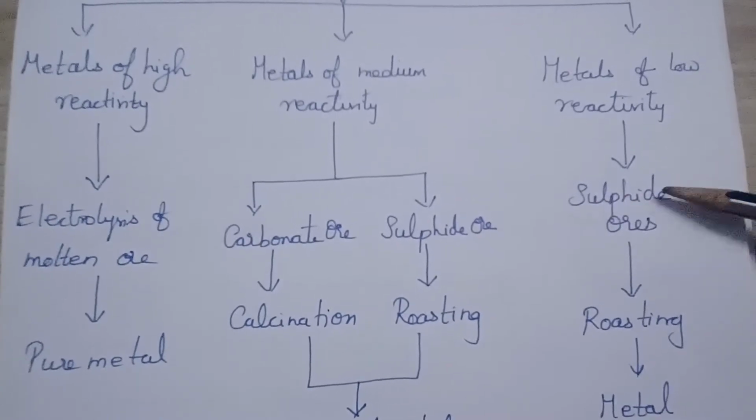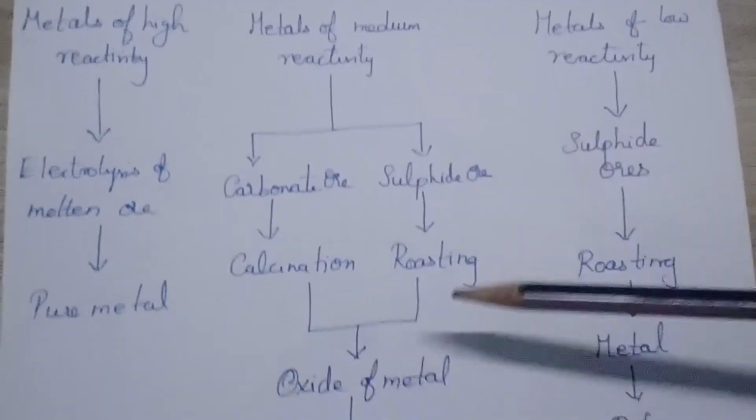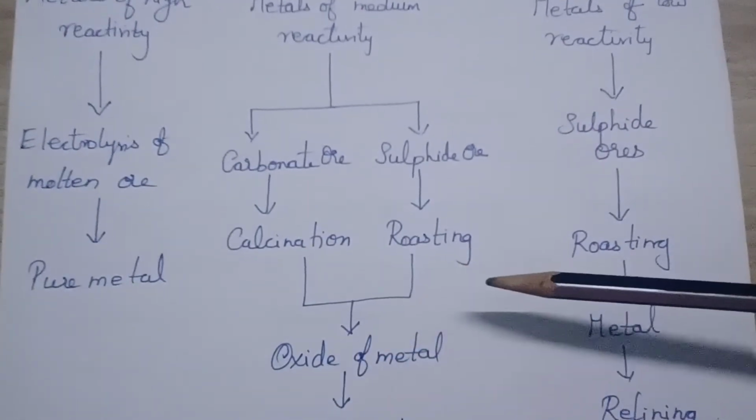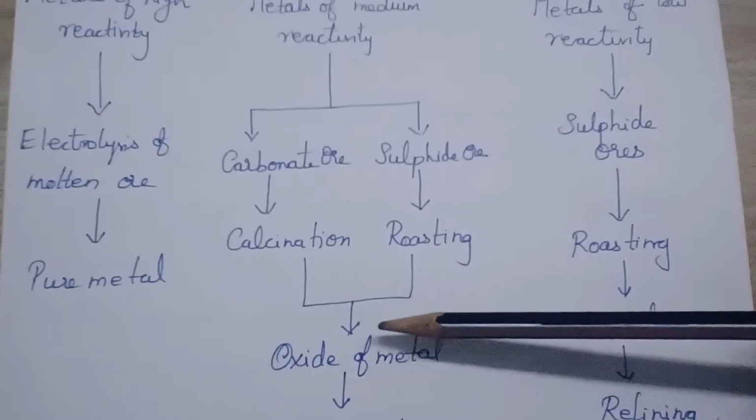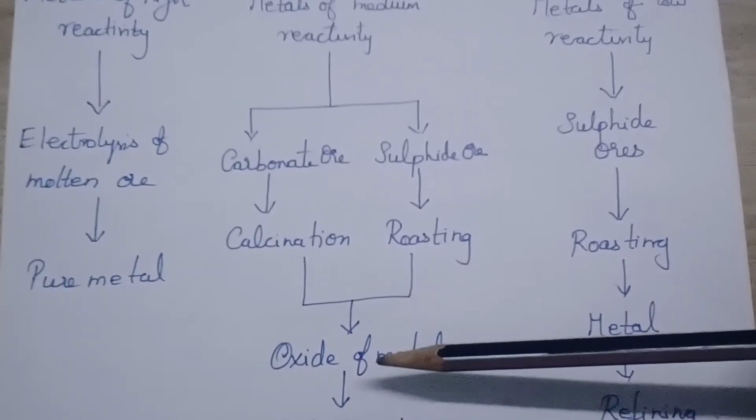The ore may be of sulfide form or carbonate form. That form has to be converted into oxide form, metal oxide, because metal oxide can be easily reduced to metals. That is the aim of that.